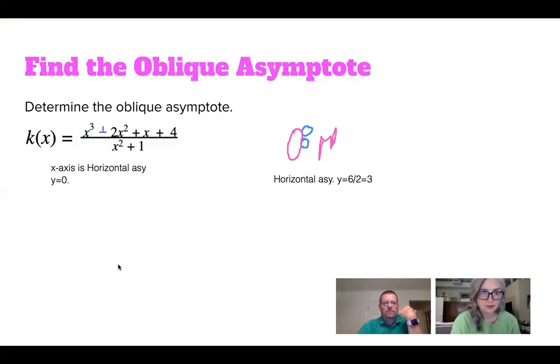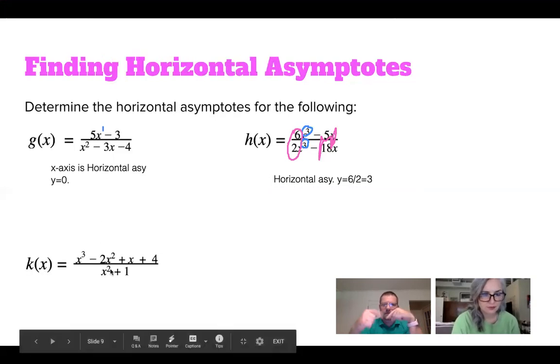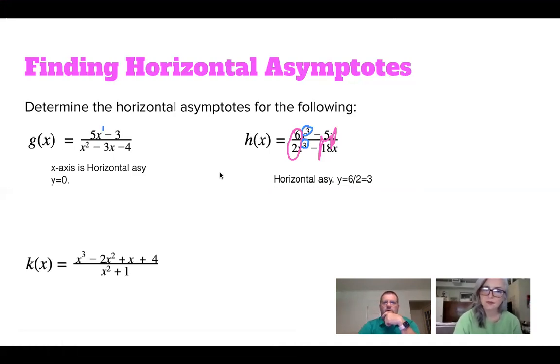And then what about this guy down here? It's bigger on the top. This one would have no horizontal asymptote, because this is what's going to be called a slant asymptote. We'll look at this in a minute.